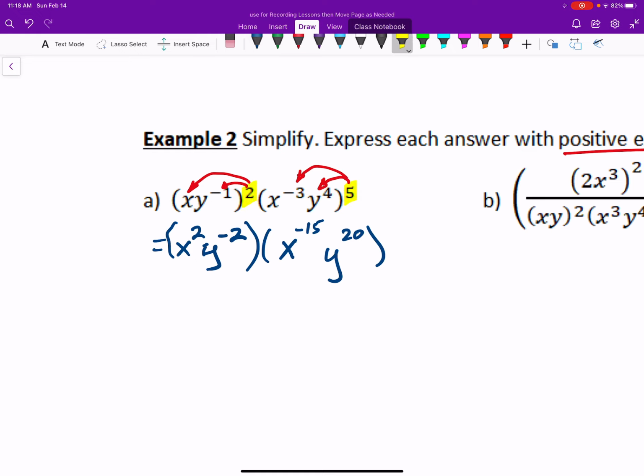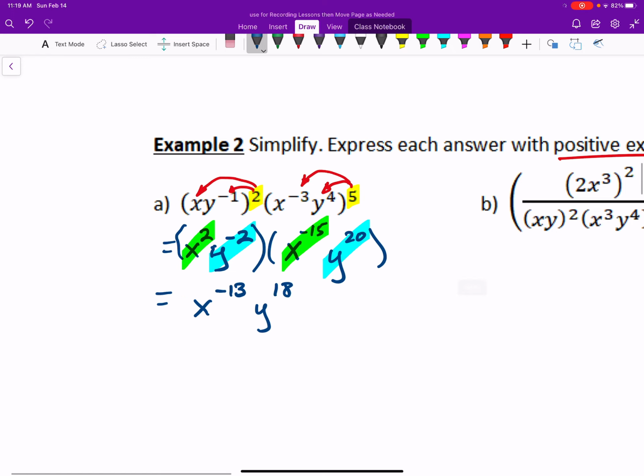Those are the power parts. Now I'm going to multiply. And just like when I multiply terms, as we've seen before, I'm going to multiply the same types of terms together. So I'll multiply the x's times the x's. So x to the 2 times x to the negative 15 means I add those exponents together. When I multiply y to the negative 2 times y to the 20, I'm going to add those exponents together and I'm going to get y to the 18.